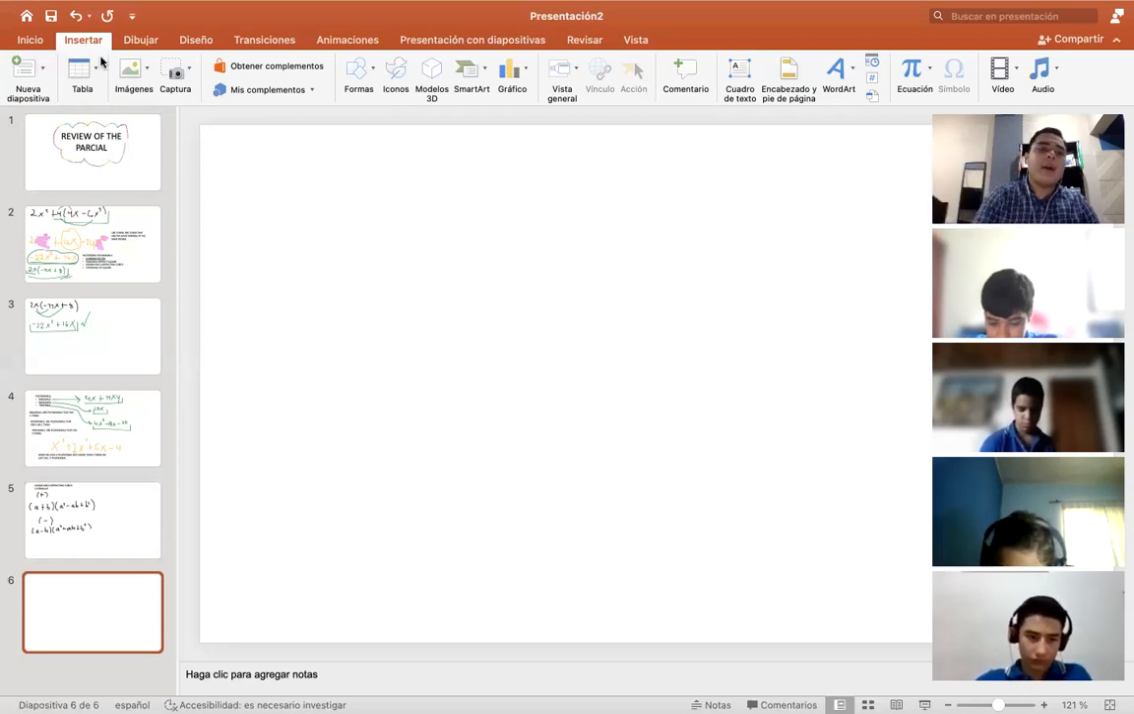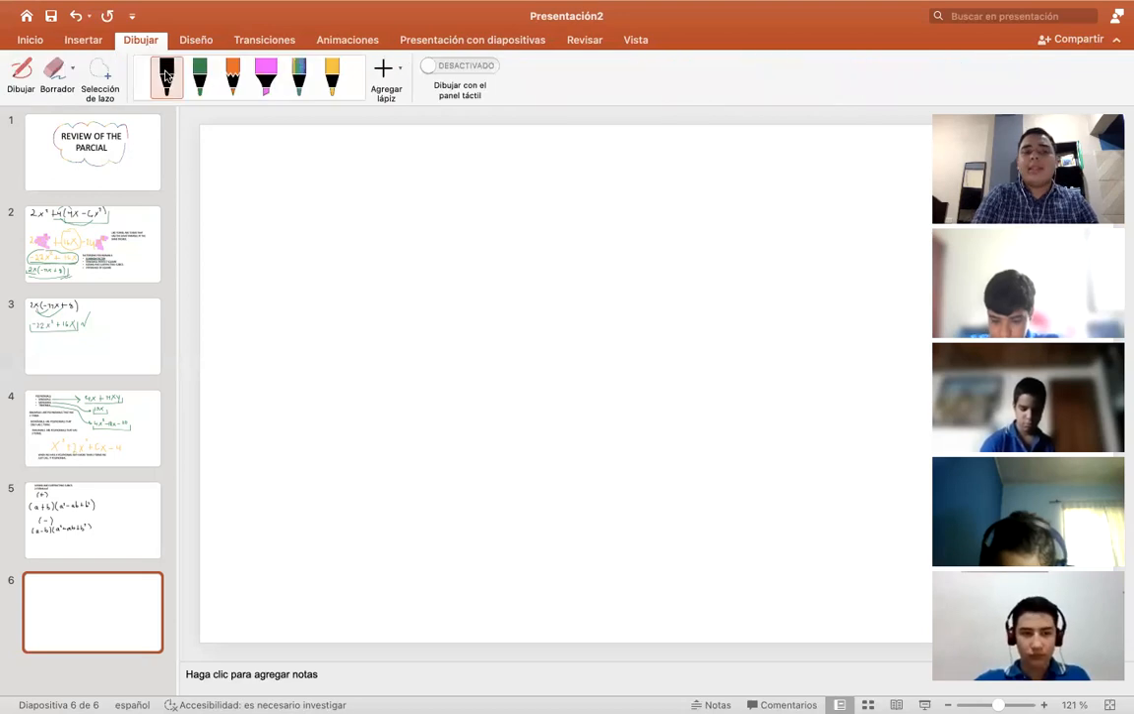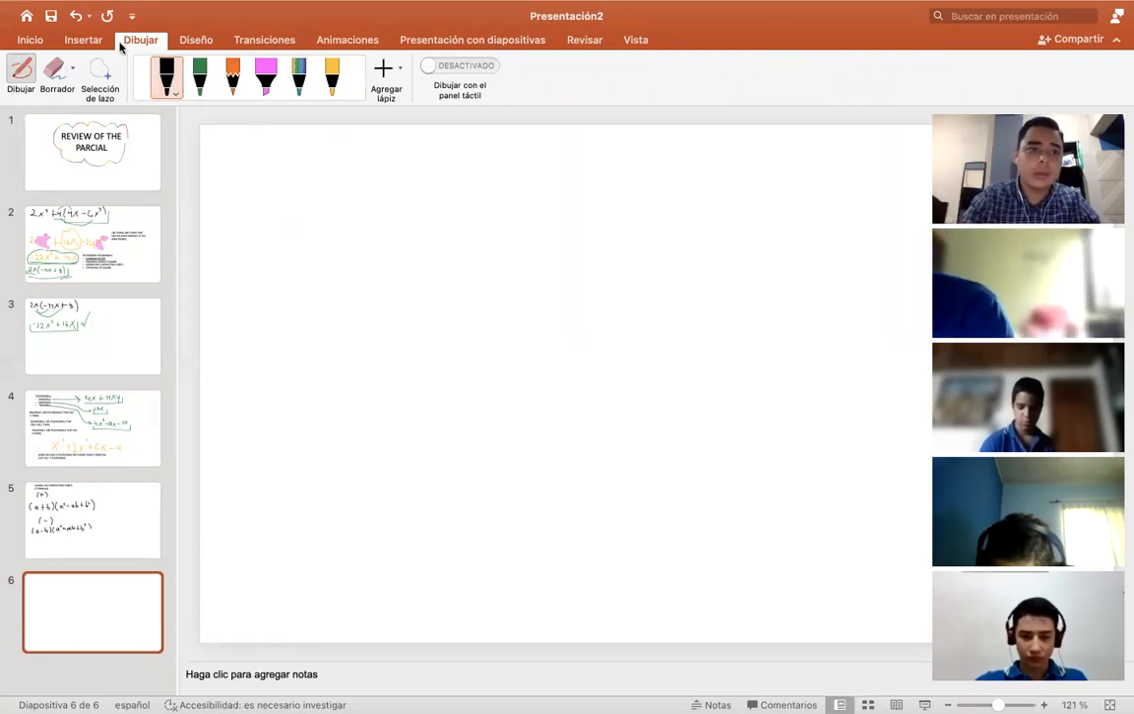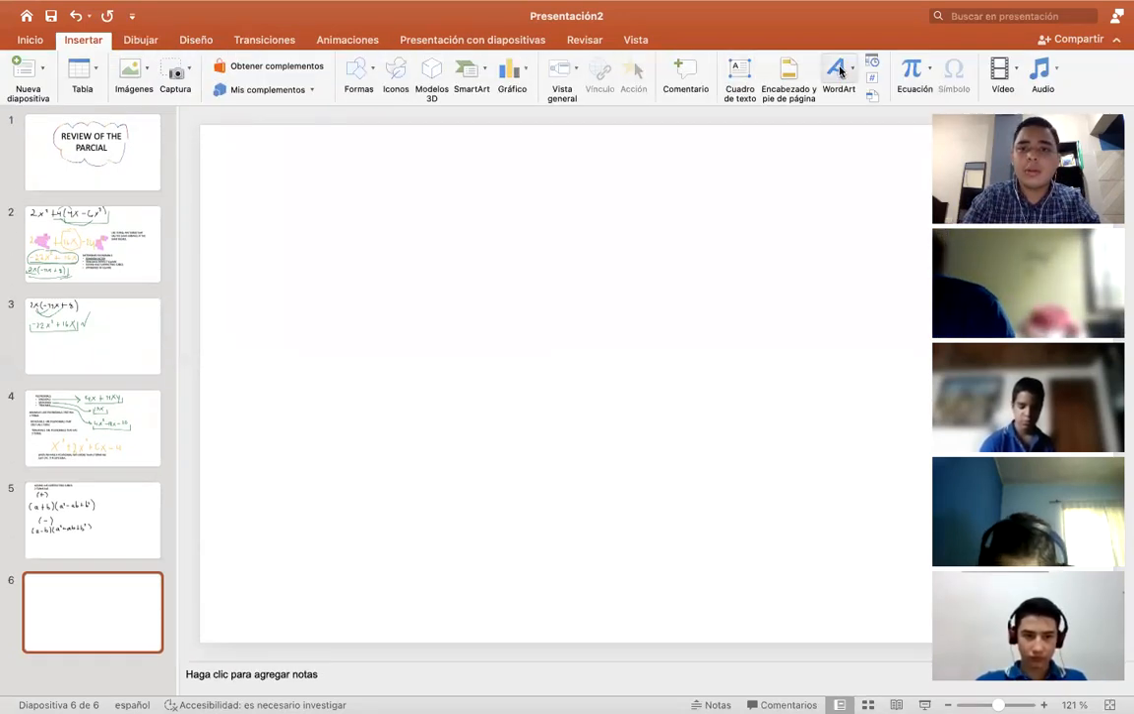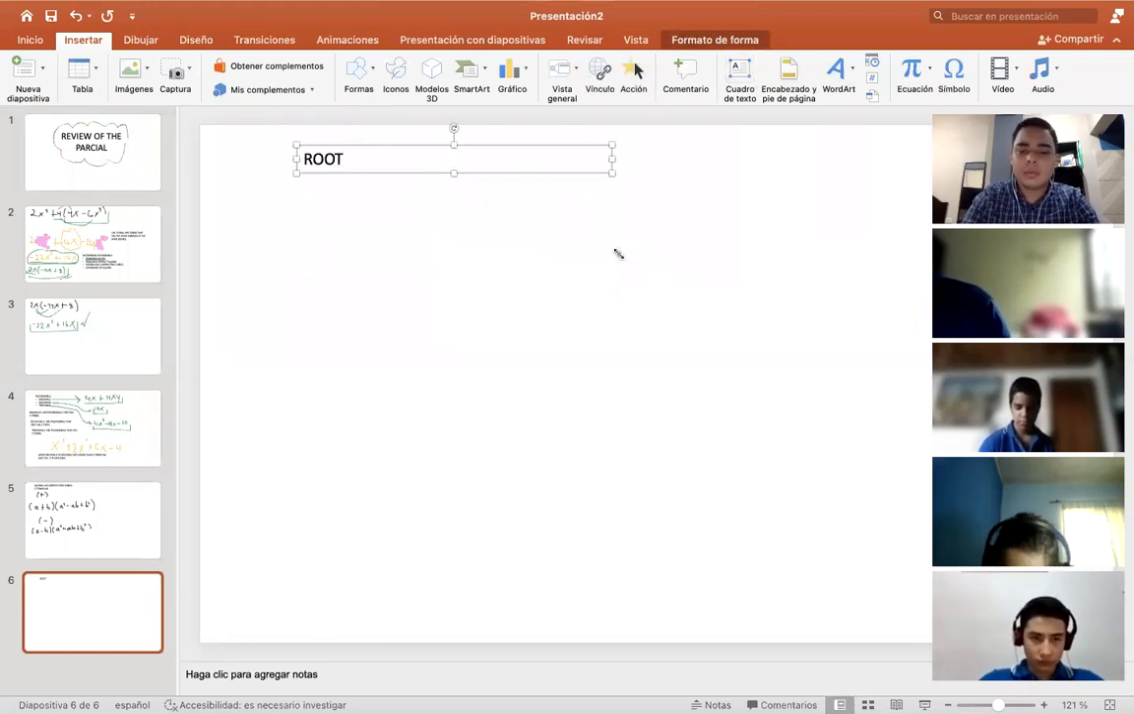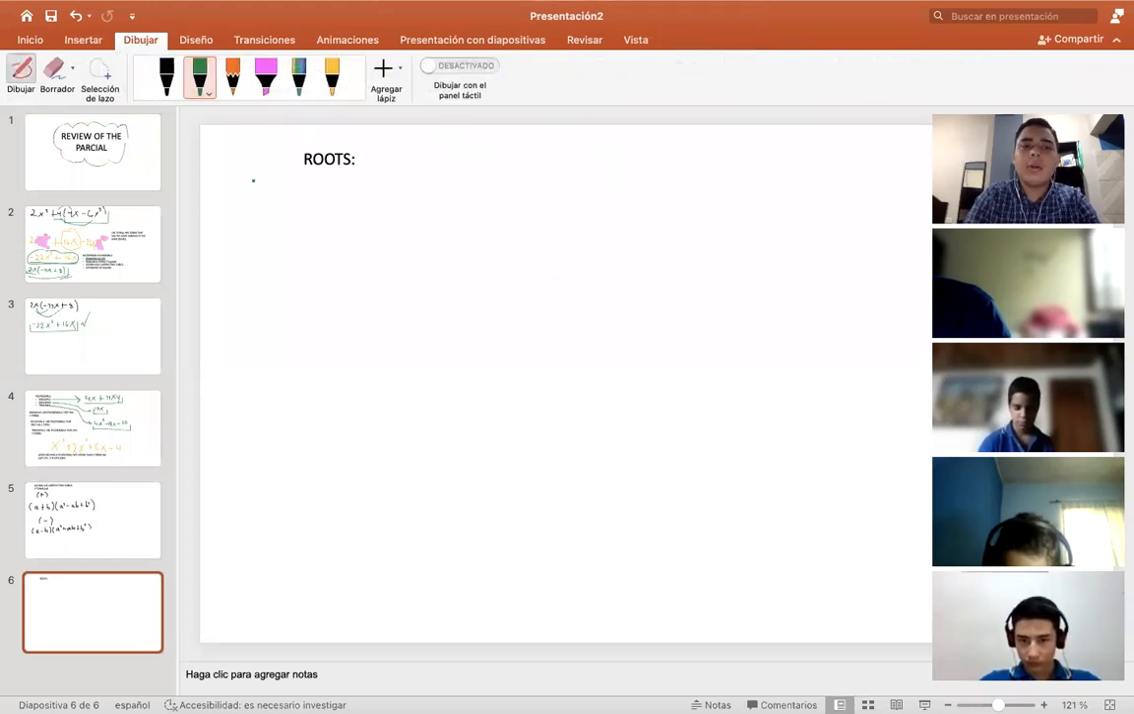Nice. Now, what happens, kids, when we are talking about roots? When we are talking about roots, let's put here roots. What happens when we are talking about roots? Well, at the moment, we are working with square roots and we are working with cubic roots.